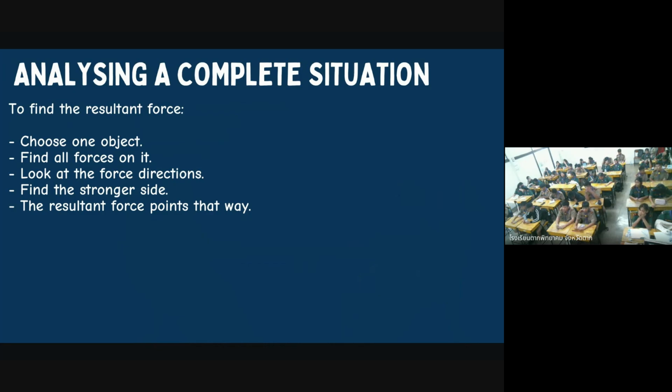Now, in summary, to find the resultant force, the first thing you need to do is choose one object. Find all forces affecting that object, look at their directions, and find which side is the stronger side. And the resultant force will always point in the direction of the stronger side.